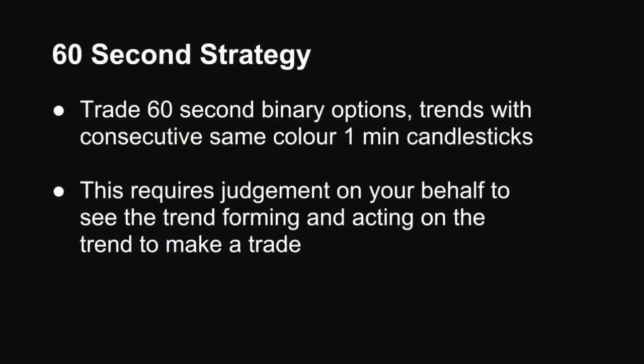Okay, so the 60-second strategy. The strategy is to trade 60-second binary options with the trend, being consecutive same color 1 minute candlesticks. So whether that be 3 candlesticks going up in green or 3 candlesticks going down in red, once you've determined that a trend has formed, that's when we place our trade.